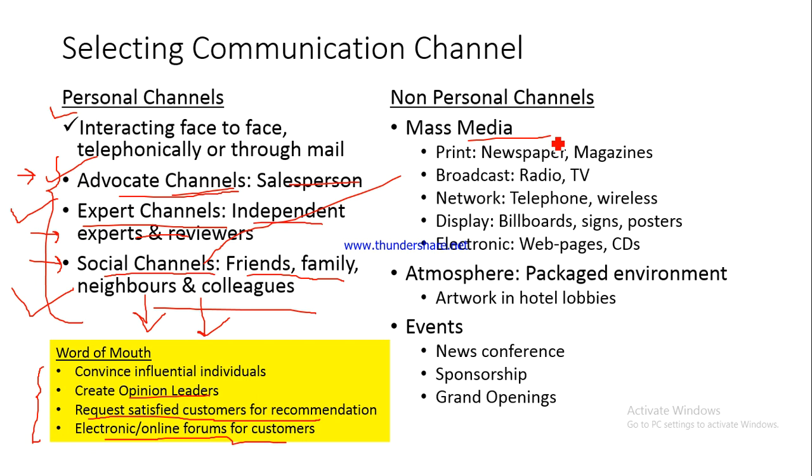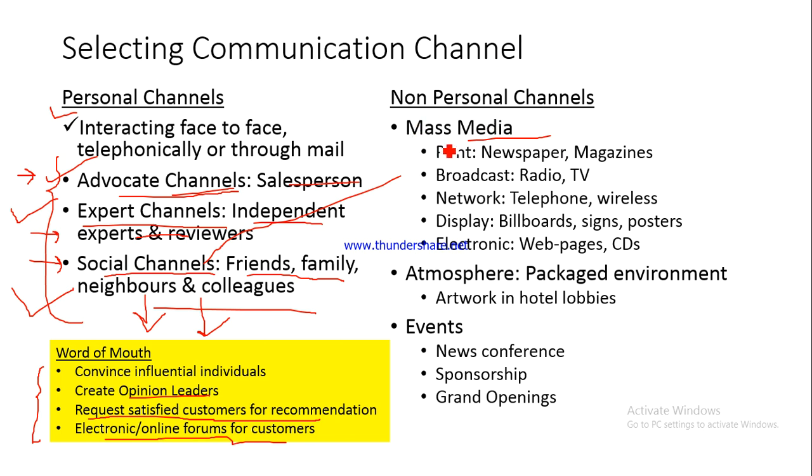For example, right now I am trying to deliver a lecture, but this is group communication because I know each one of you. On the other hand, if I make a YouTube channel which is meant for the general public, I would not know who all are visiting my YouTube channel and who all are subscribing to it. In that particular case, it would be mass communication, a non-personal channel.